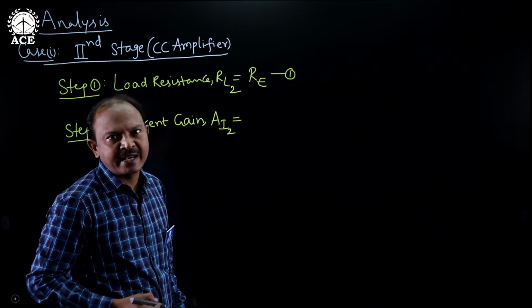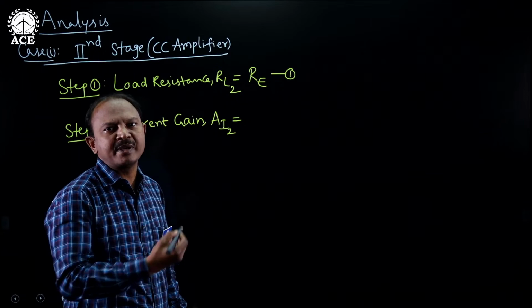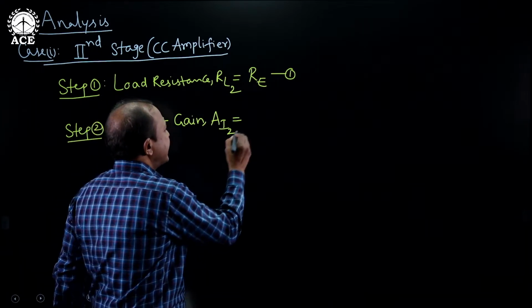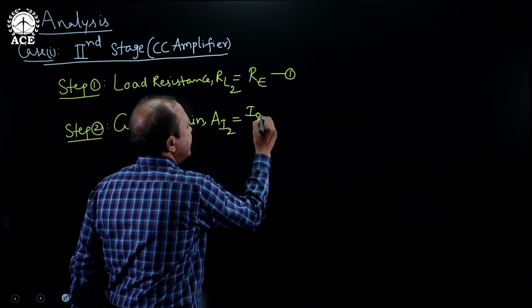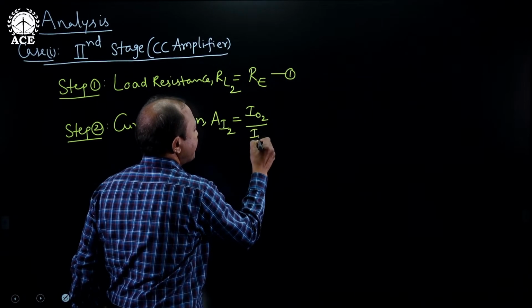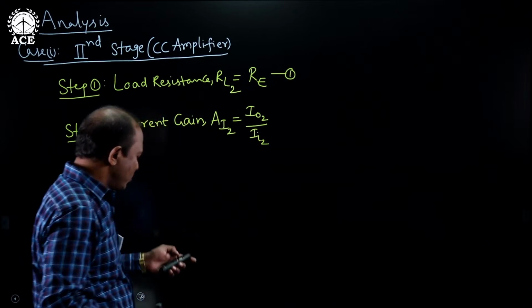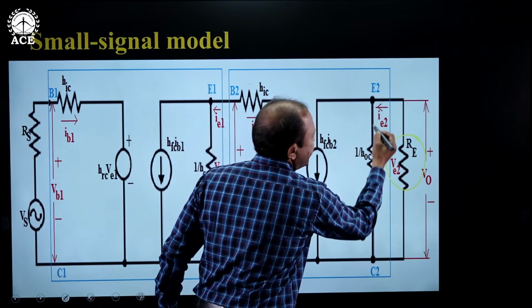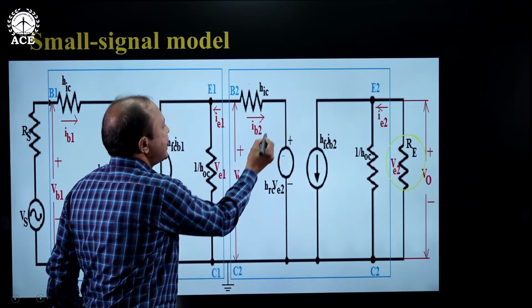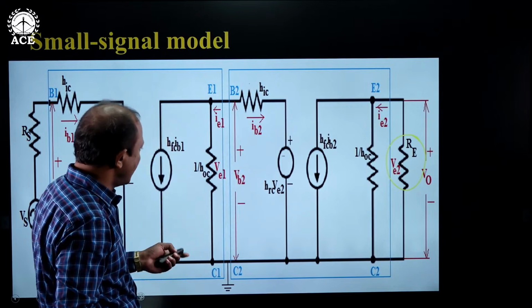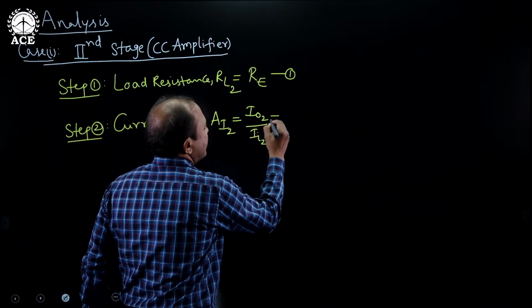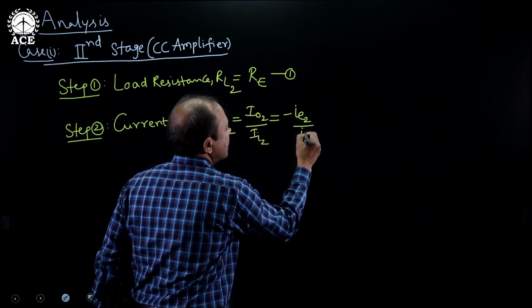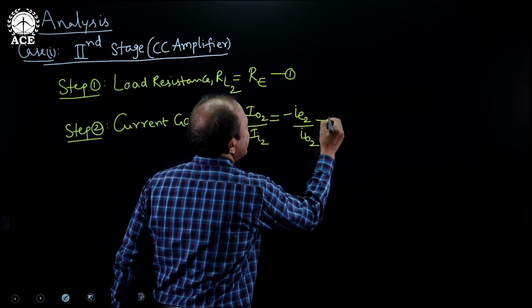What is the general formula for current gain? In any amplifier circuit, current gain means output current by input current. Since we are talking about the second stage here, I will write it as IO2 by II2. Then, if you look at the circuit carefully, IO2 means minus IE2, and II2 means IB2. So we can write it as minus IE2 by IB2. For this, we need to obtain an equation.